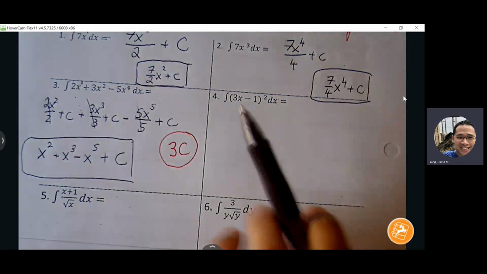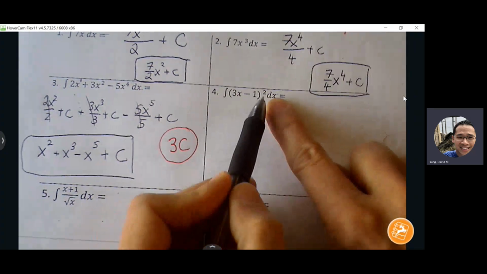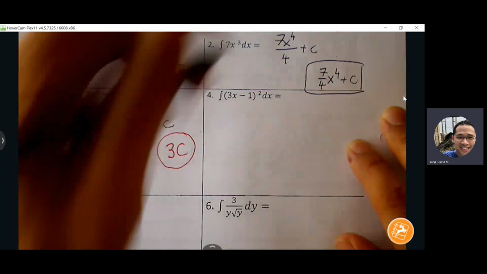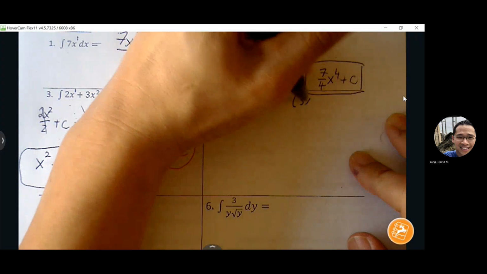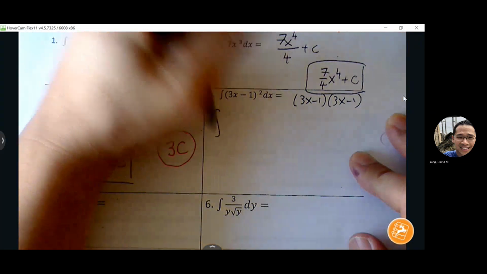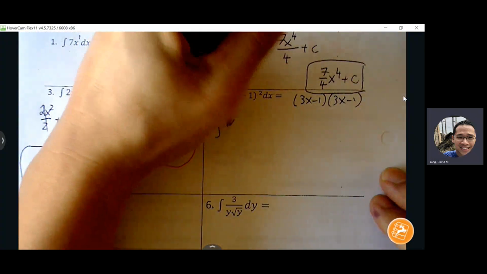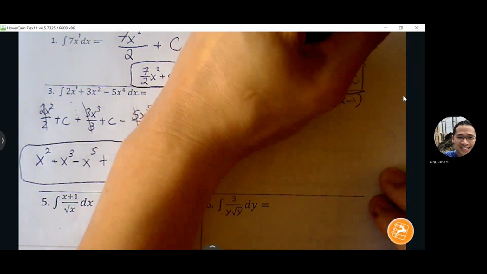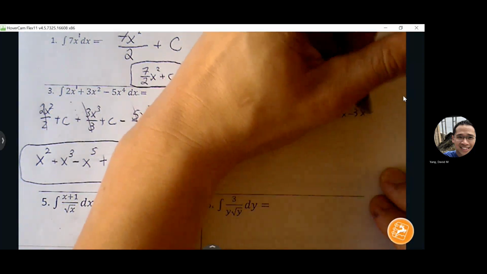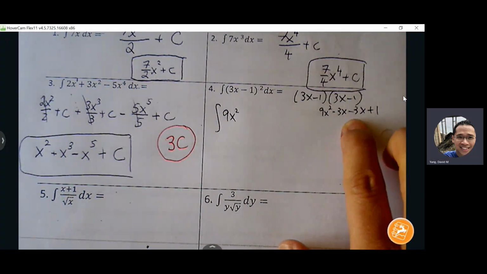So here, that's an example of this, right? I can't go through power rule until I resolve this exponent and these parentheses. So I need to FOIL this out first. So okay, if I expand everything out, 9x squared. Right? The two middle terms will combine.